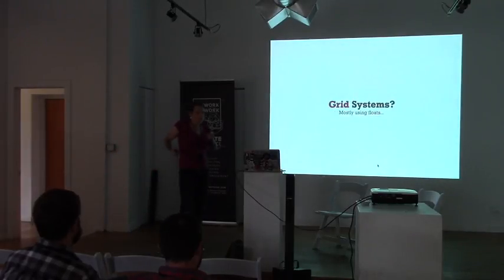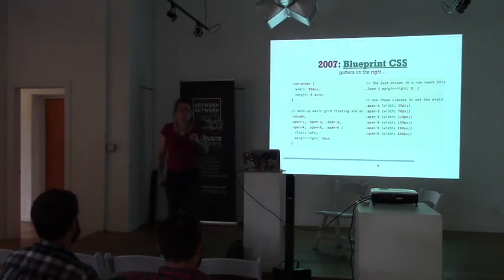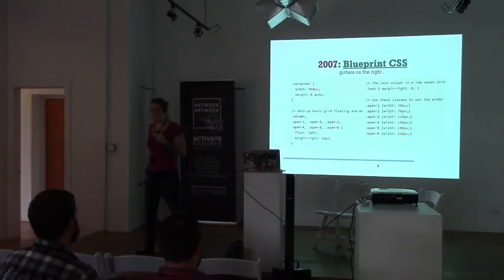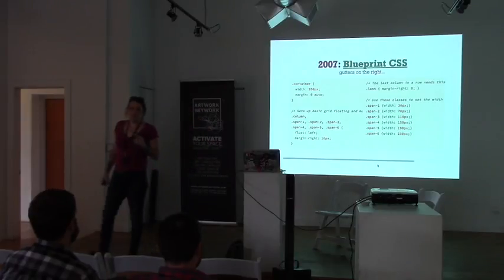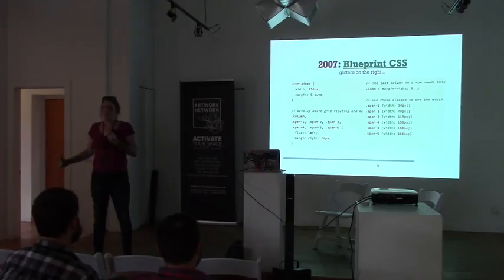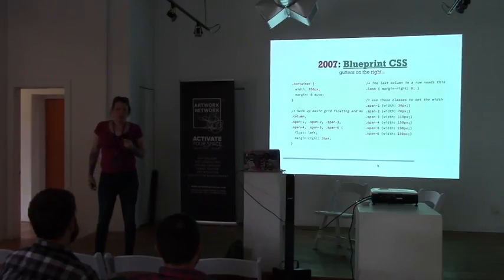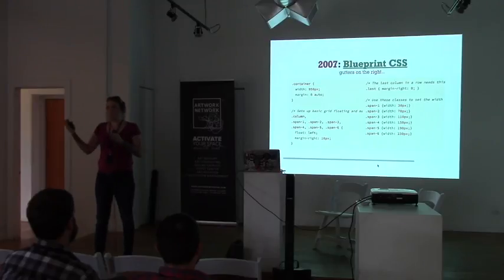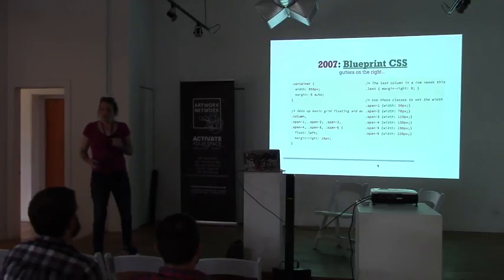Let's talk about grid systems, because that's sort of the next thing that came up. We got Blueprint in 2007. That's just when I was a little bit into my professional career with this. And it seemed to be the first open source thing that took over the front end world, as I recall.